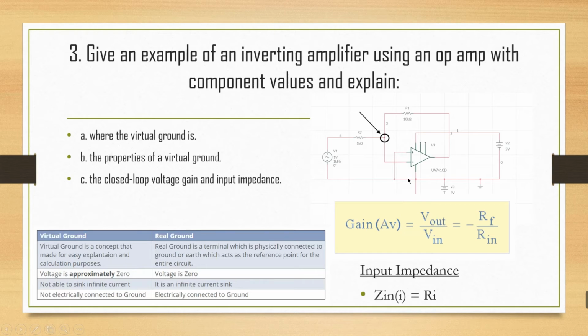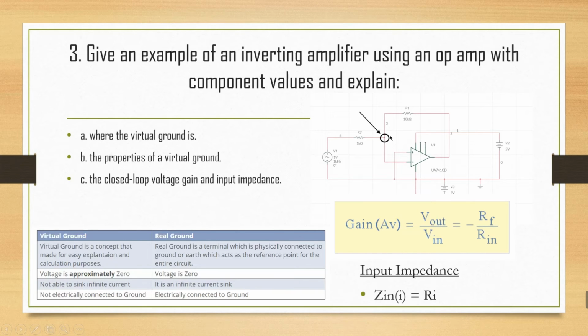Next question. The closed loop voltage gain and input impedance. Okay, here the formula is V out per V in equals negative RF per R in. Don't forget the negative, right? Firstly, you need to know where R in and RF are. Here is R in and here is RF.